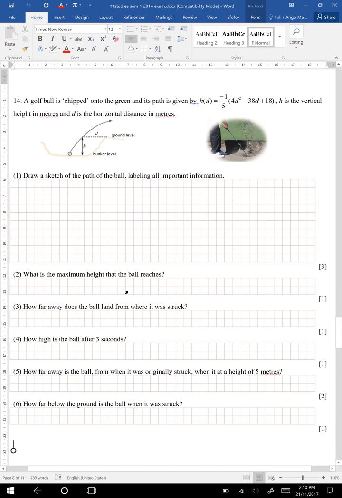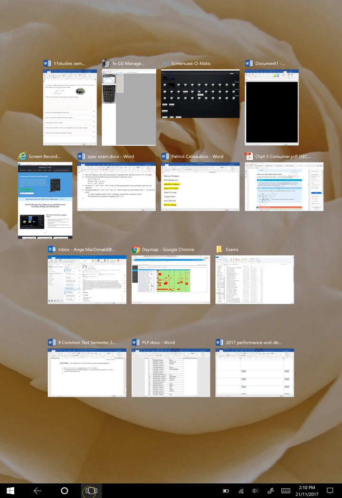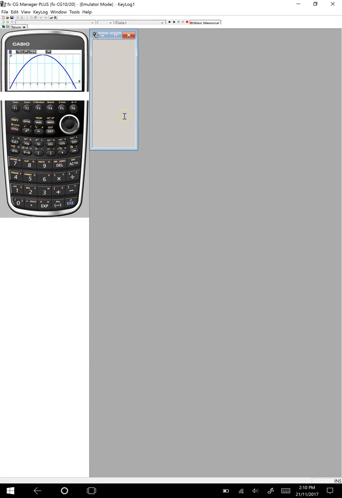Okay? To answer the question, what is the maximum height that the ball reaches? We're going back to our calculator. How do I get the maximum height? X curve, no Y count. Don't need Y count? G-solve is your favourite button. I'm not going to go X or Y.